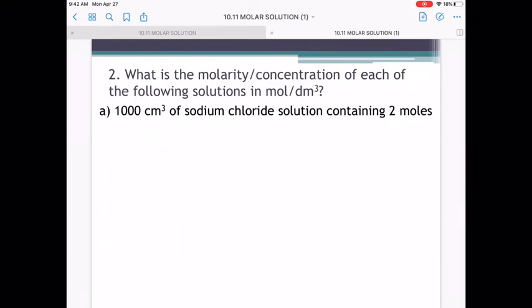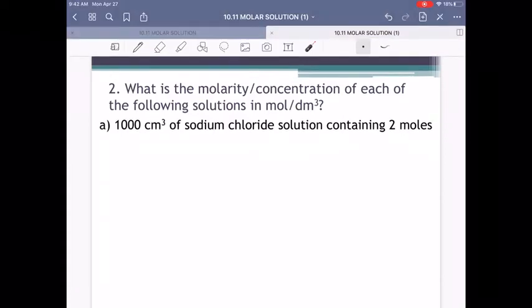Next, question 2. What is the molarity or concentration of each of the following solutions in mole per dm cube? Let's highlight the things that are given here.